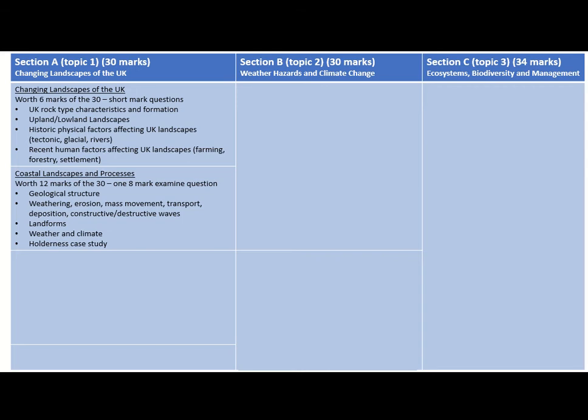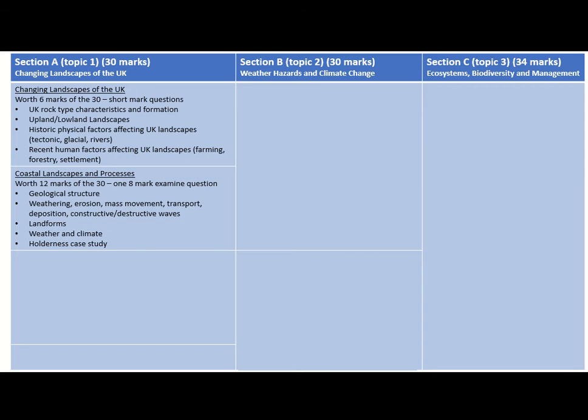So what you could be asked about for coastal landscapes and processes is geological structure. So you've covered geology types in the first part of this paper, looking at the UK rock types and their formation. Geological structure is how those rock types are laid out. So at the coast, we talk about discordant and concordant coasts. So think of stripy rock structures. Are the stripes facing the sea, or are they perpendicular or parallel to the oncoming waves? Alongside that, you'll be looking at physical processes that occur at the coast, including weathering.